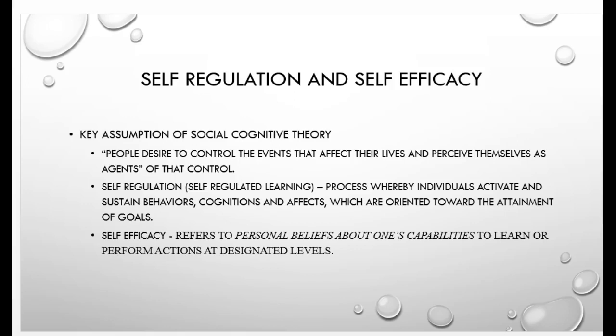So central to the concept of self-regulation and self-efficacy, a key assumption of social cognitive theory is that people need to have personal agency, or see themselves, perceive themselves as agents of control over their own behavior and over their own future. So it's this self-agency that really speaks to self-regulated learning, where individuals really are able to sustain behaviors and have the motivation, the cognition, the emotion to achieve goals of their own making. And because it's their goals, and because of self-efficacy and the need for self-agency, they can regulate their own learning.